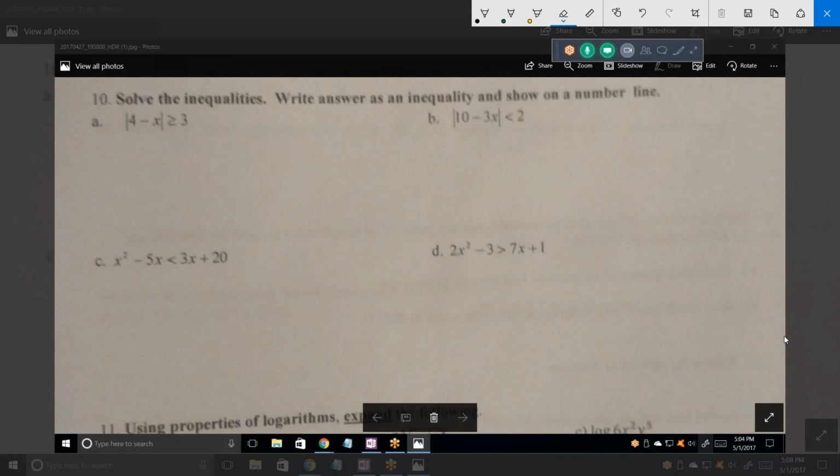Okay, let's do the same exact process on the next problem. Tell me the two things this means. 10 minus 3x is greater than 2, or 10 minus 3x is less than negative 2.